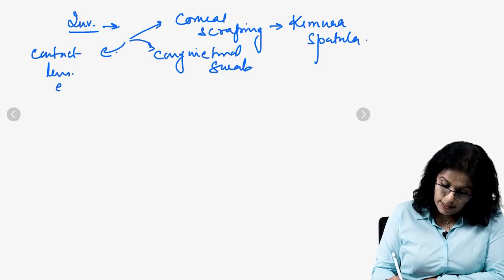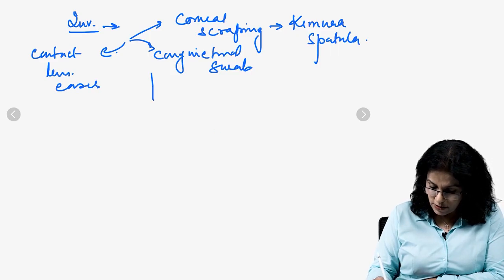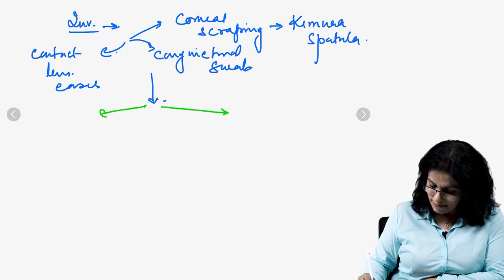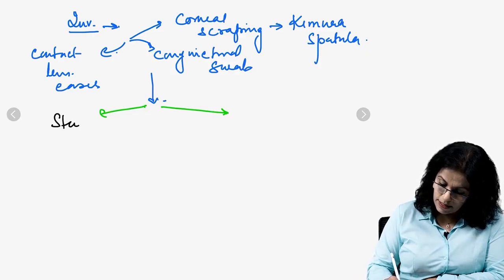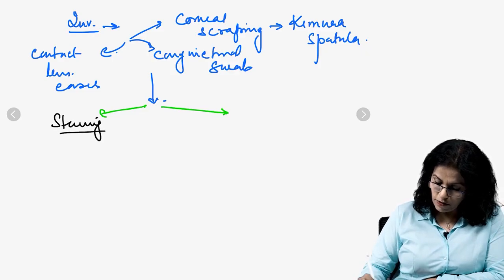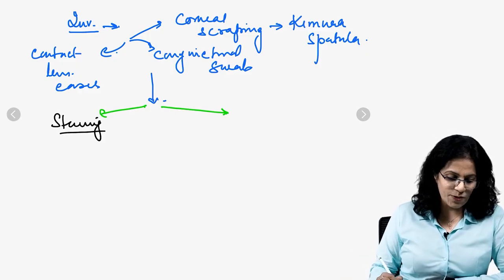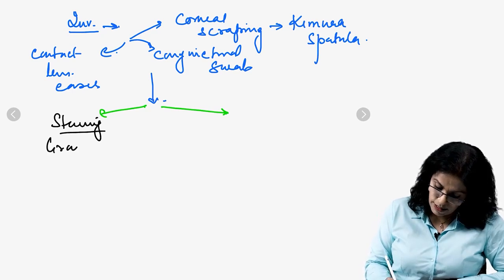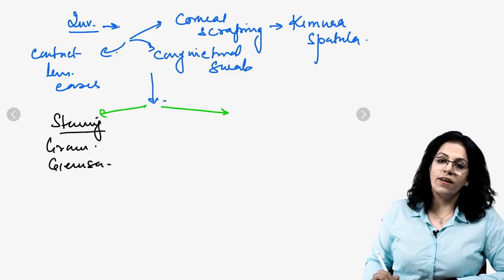Okay. So, once I get this, now I have to subject it to, we all know, staining and culture. Talking about the staining part, how do you stain? If you are doing it for bacterial keratitis, of course, we are talking about Gram stain and Giemsa stain. So, we will note it down here: Gram stain, Giemsa stain. Anything else we want to write?